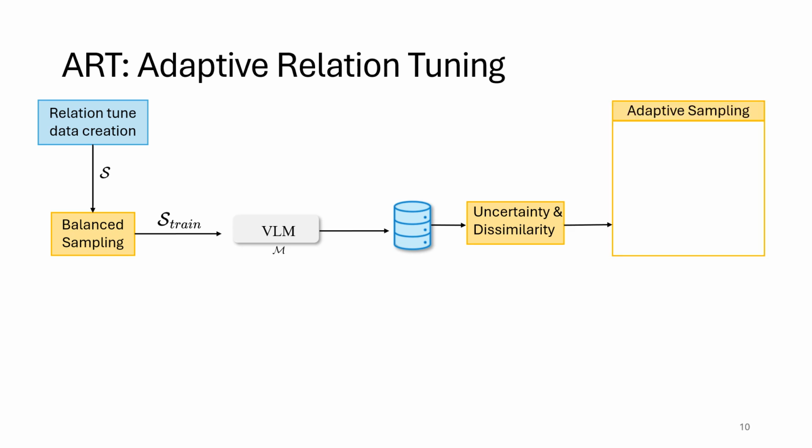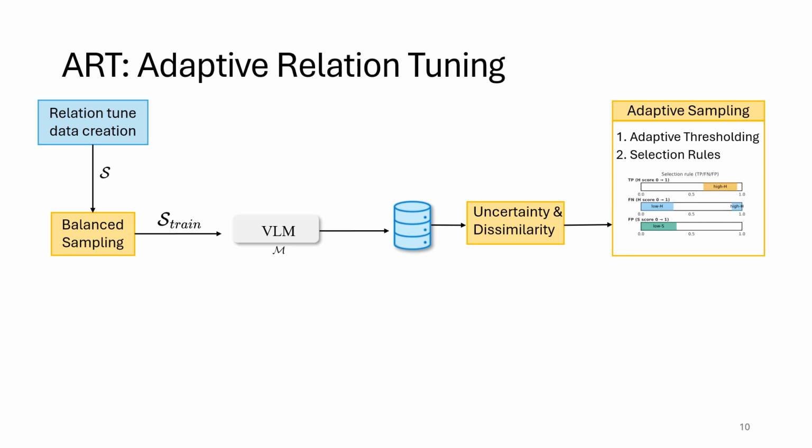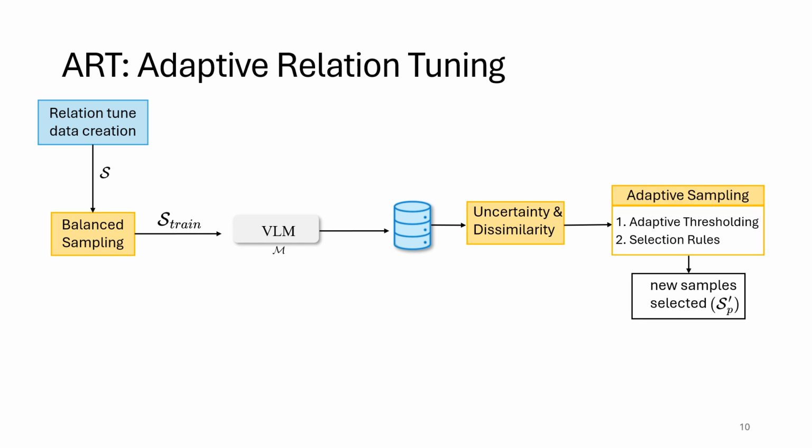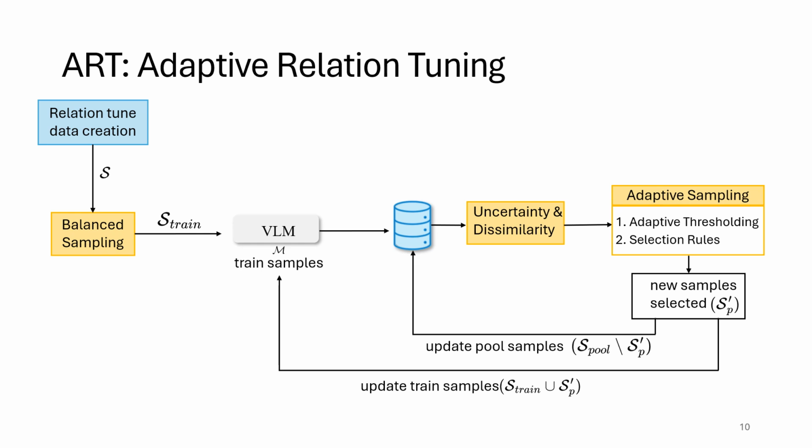Then we start adaptive sampling. Firstly, we do adaptive thresholding by fitting normal distributions to entropy and similarity scores. Secondly, we define a set of selection rules, which ensures entropy is used to upsample informative samples from uncertain true positives and false negatives. On the other hand, similarity is used to downsample semantically rich false positive predictions deviating from the ground truth. Then we update S-train with new samples and remove them from S-pool. We repeat this until the total budget is met.